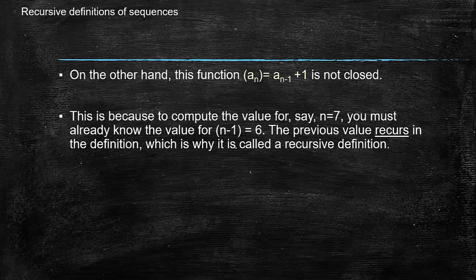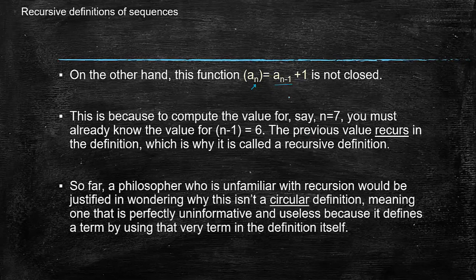So this isn't put quite optimally. The idea is not so much that the previous value recurs, but that in relying on a previous value, we're essentially relying on a sub n, because the previous value is defined in terms of a sub n. So effectively a sub n is what's recurring.